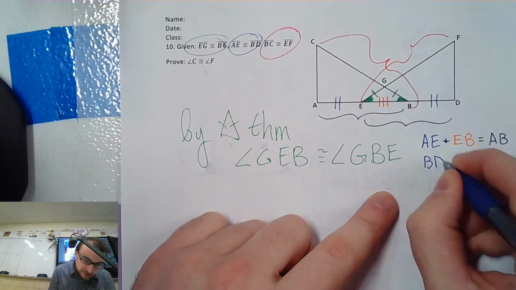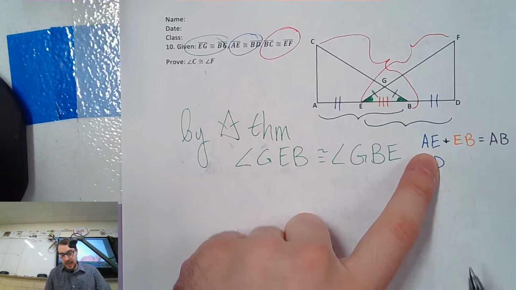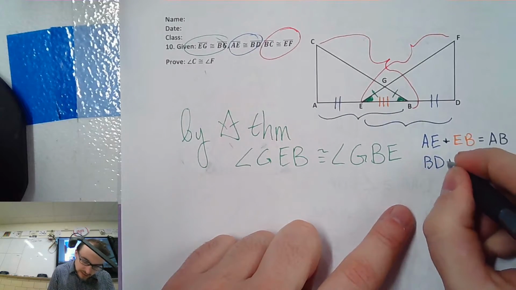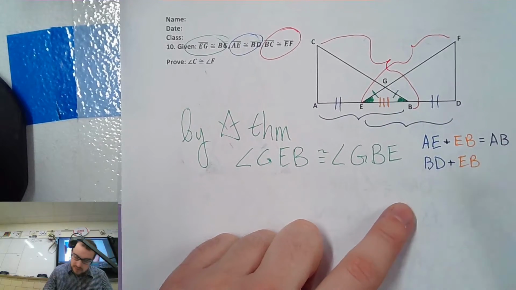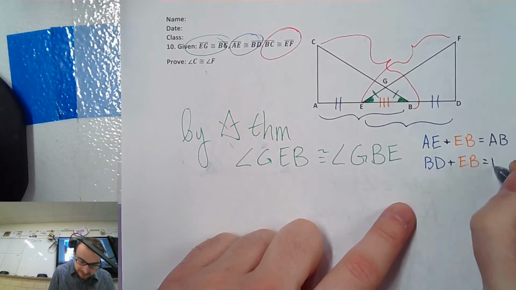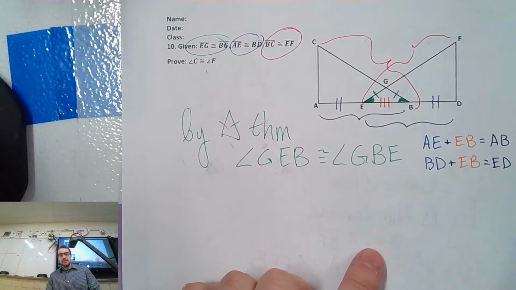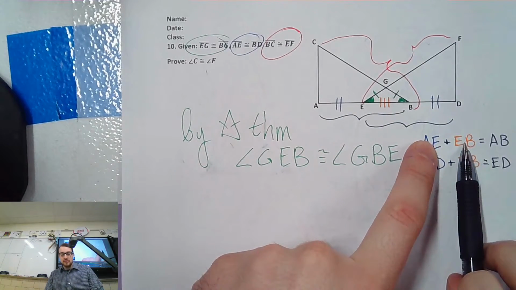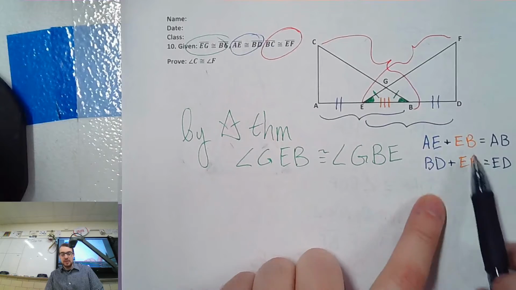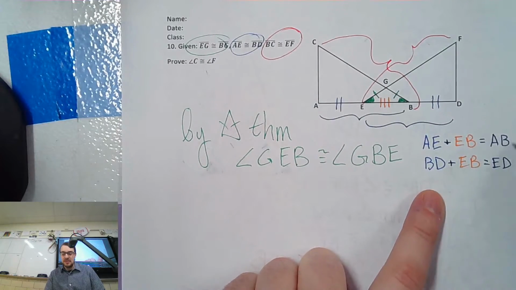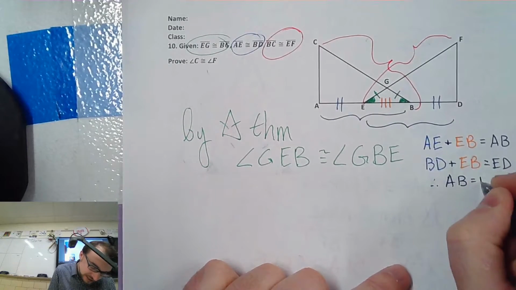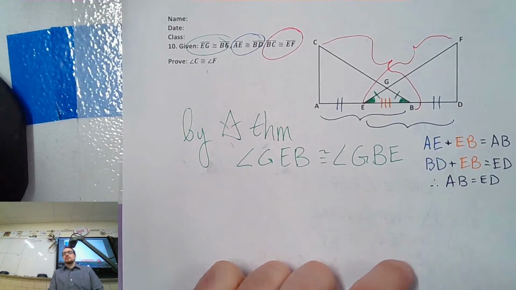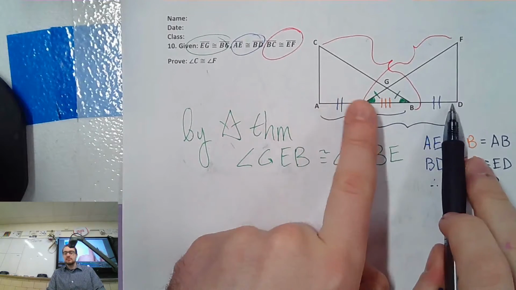BD, which is also in blue because it's congruent to AE, plus the same middle part equals this other side. So here's my logic. If orange and blue equals this, and orange and blue equals that, remember these are the same thing, right? Then these must be the same. So therefore, AB is congruent to ED. So we know these two sides are the same.